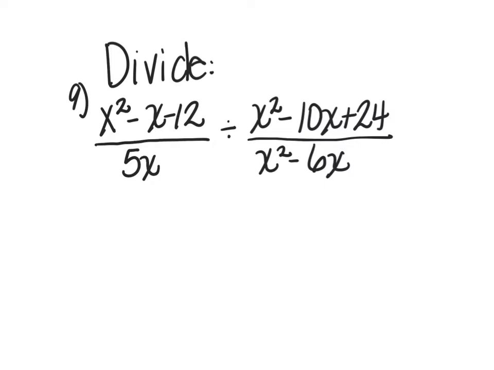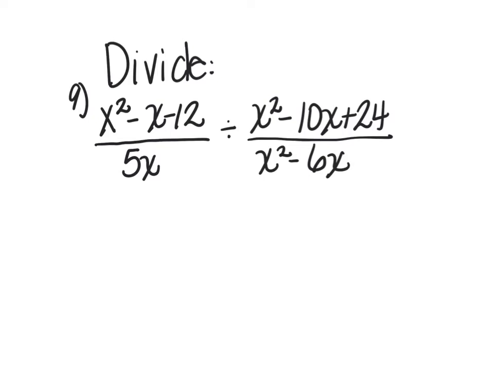Number 9 asks us to divide x squared minus x minus 12 over 5x by x squared minus 10x plus 24 over x squared minus 6x. So we're going to get lots of factoring practice in this problem. Remember, first step is we've got to change it from a division to a multiplication problem.